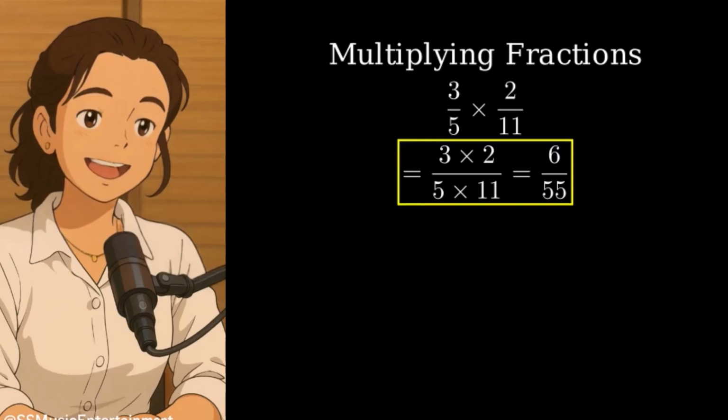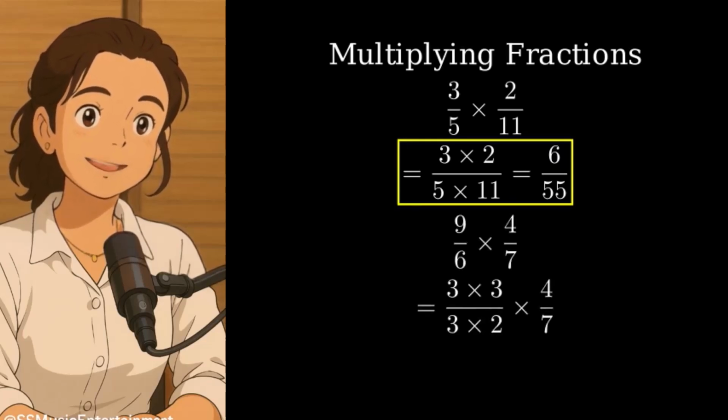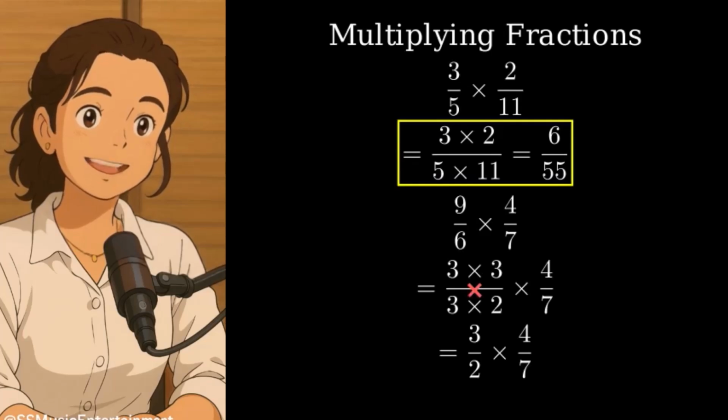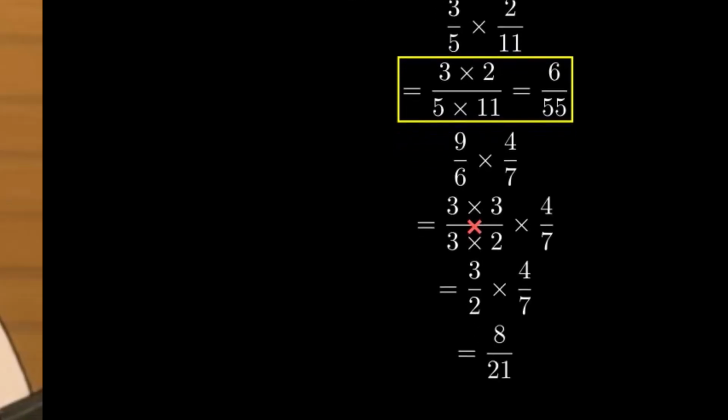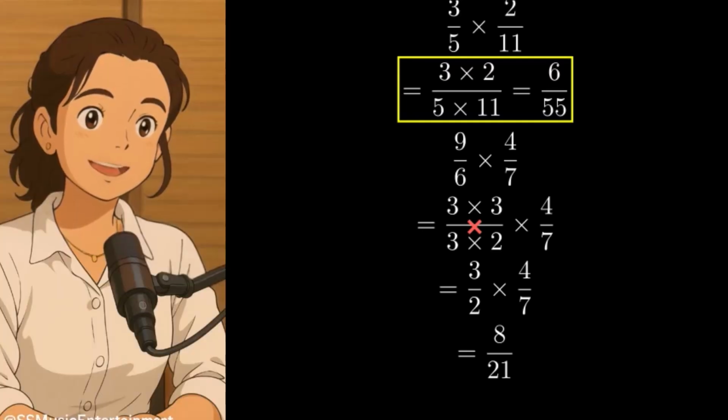For the second example, we have 9/6 times 4/7. Before we multiply, let's break down 9 as 3 times 3 and 6 as 3 times 2. Notice that we can cancel a 3. After canceling, you multiply across. 4 times 2 is 8, and 3 times 7 is 21. So the answer is 8 over 21.